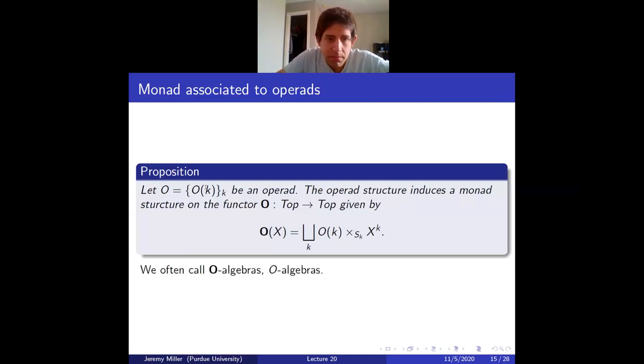Oh yeah, last time we talked about the definition of algebras over a monad. We can just define an algebra over an operad to be an algebra over the associated monad. So the operad will be in regular font, the monad will be in boldface font, and bold O algebras we're often just going to call regular font O algebras.